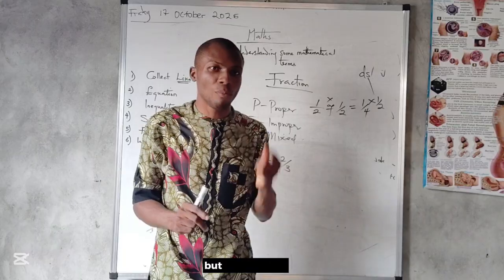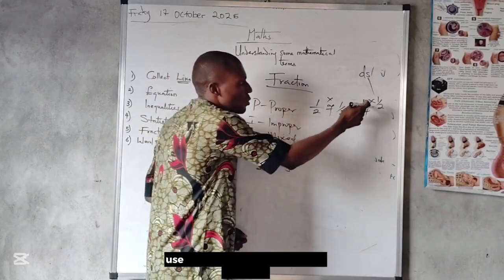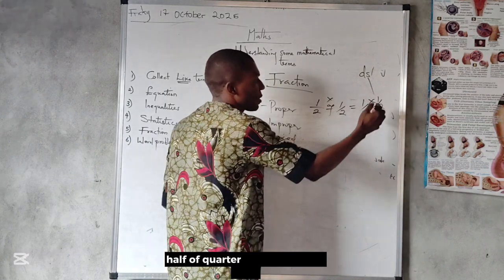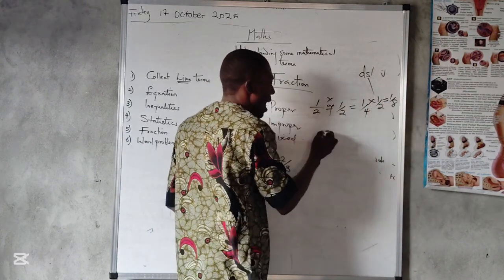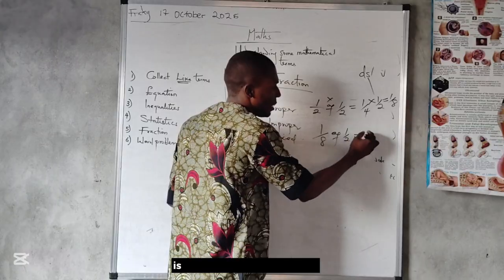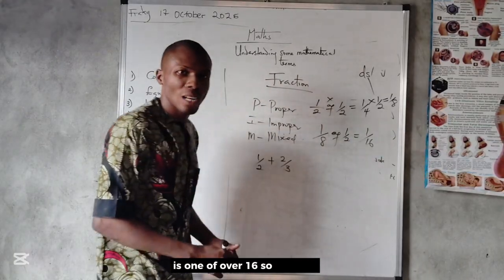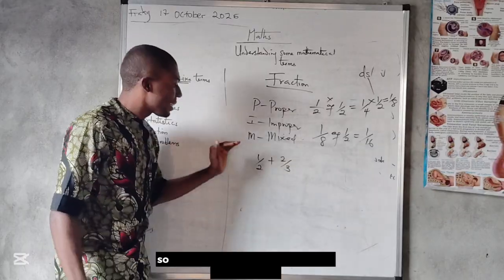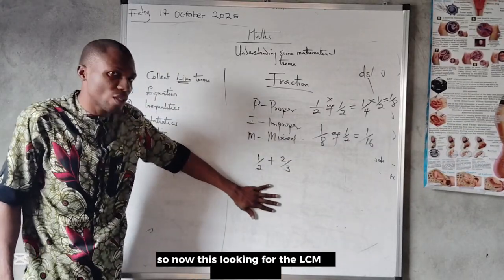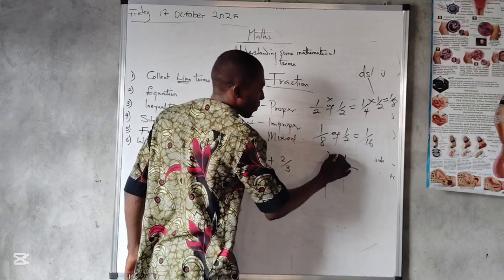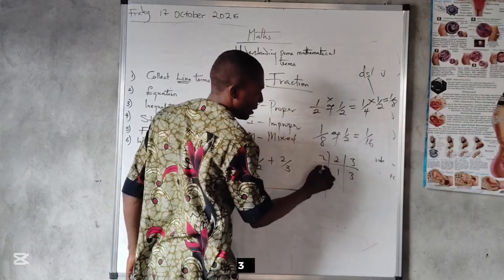But you use this: of means times. Half is 1/2, then quarter is 1/4. Half of quarter is just 1/8. Half of 1/8 is 1/16. So like that, you can solve that mathematically. So now, looking for the LCM of this is cheap. It's very cheap. So 2, 3, 2, 1, 3, 3, 1, 1.